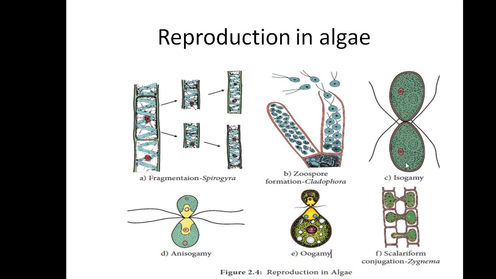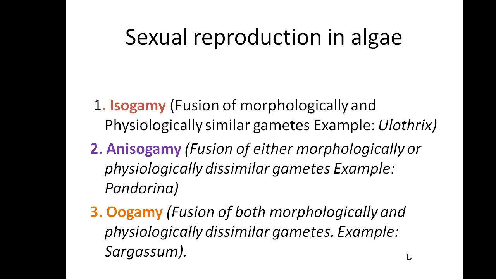Next, isogamy. Isogamy, anisogamy and oogamy are the sexual reproduction of the algae. Isogamy, anisogamy, oogamy you have studied in your lower classes. Fusion of morphologically and physiologically similar gametes is called isogamy, example Ulothrix. Anisogamy means fusion of either morphologically or physiologically dissimilar gametes. Either morphologically or physiologically they may be dissimilar in their appearance or their function. Example of anisogamy is Pandorina.